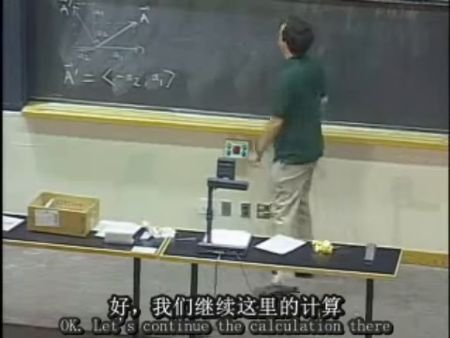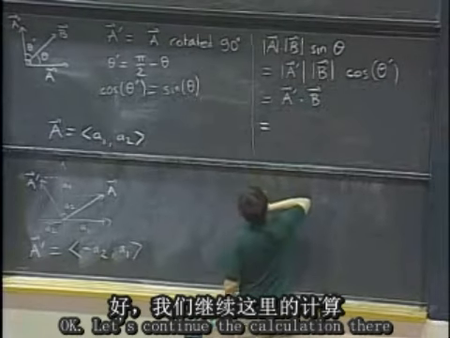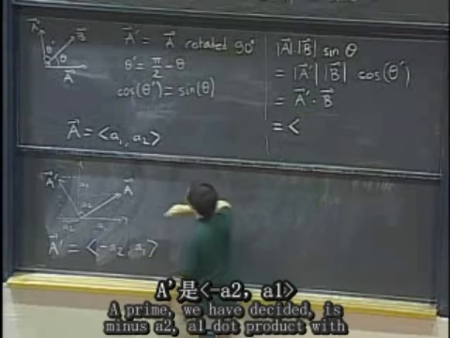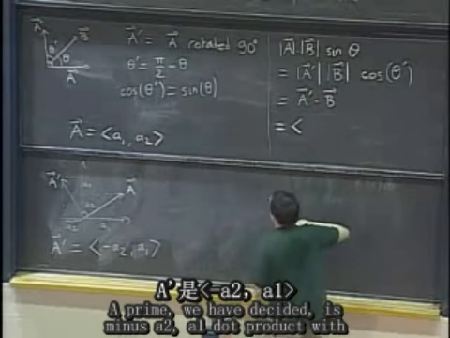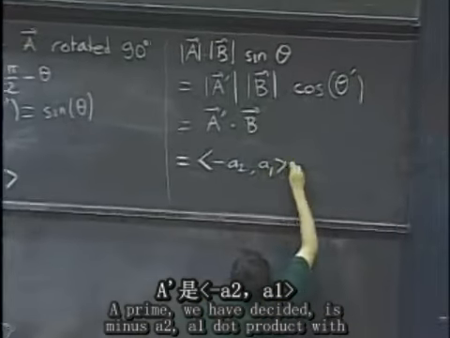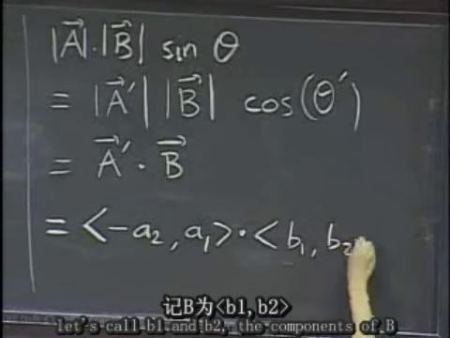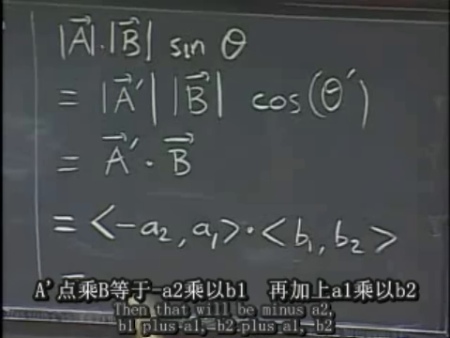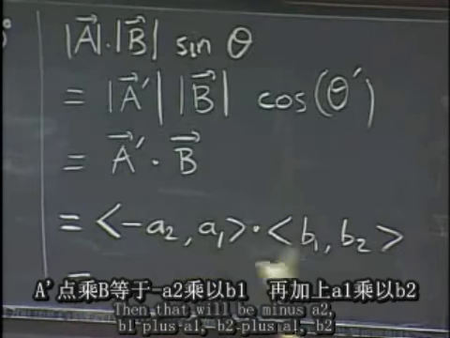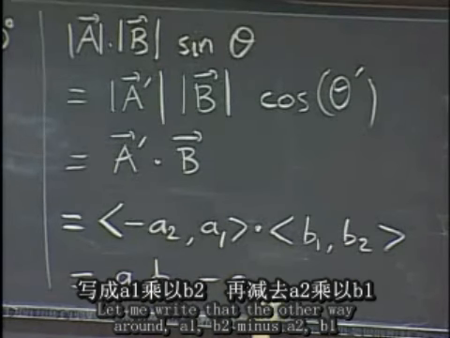Okay. So, well, let's continue that calculation there. A prime we've decided is minus A2 comma A1. So minus A2 A1 dot product with, let's call B1 and B2 the components of B, then that will be, well, minus A2 B1 plus A1 B2. Let me write that the other way around. A1 B2 minus A2 B1.